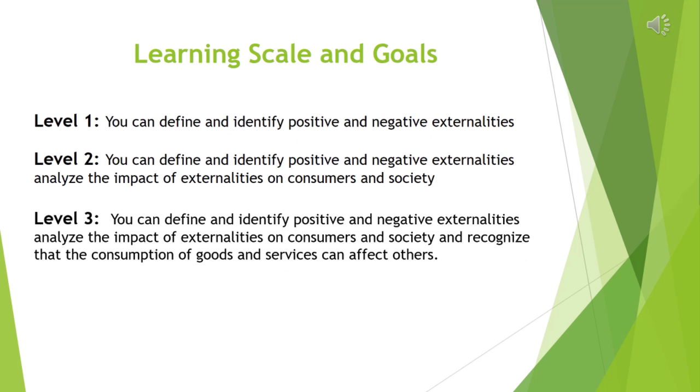For this lesson, we're going to be using the following learning scale and goals. At the end of the lesson, you should be at level 3, where you will be able to define and identify positive and negative externalities, analyze the impact of externalities on consumers and society, and finally recognize that the consumption of goods and services can affect others.